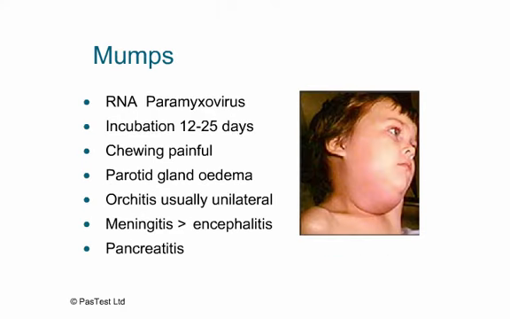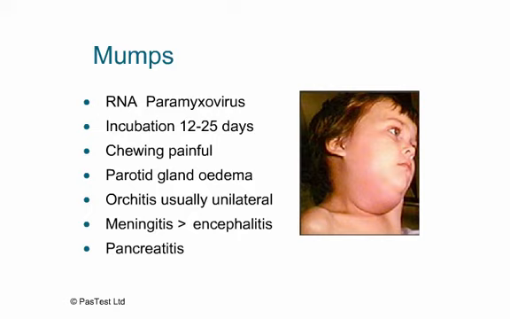Mumps is also caused by an RNA paramyxovirus. The incubation period, however, is longer, at 12 to 25 days. And the characteristic finding with mumps is parotid gland swelling or edema. This is usually bilateral in about 80% and can cause pain on chewing, which often appears before the parotid enlargement is clinically visible. The other glands that are involved are the testes. However, the orchitis is usually unilateral.